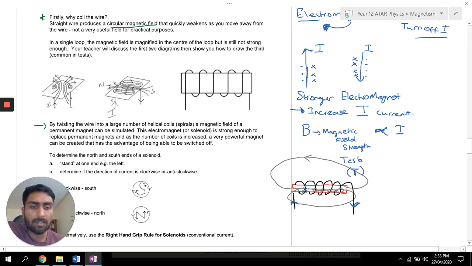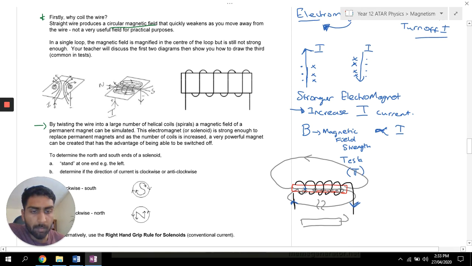As you can see, it looks like a north-south bar magnet. When we coil wires with a current flowing through them, the individual currents going through the little sections of wire create their own magnetic fields, and they all reinforce in this way. So you can actually replace this. I'm going to write that this is equivalent to a bar magnet.